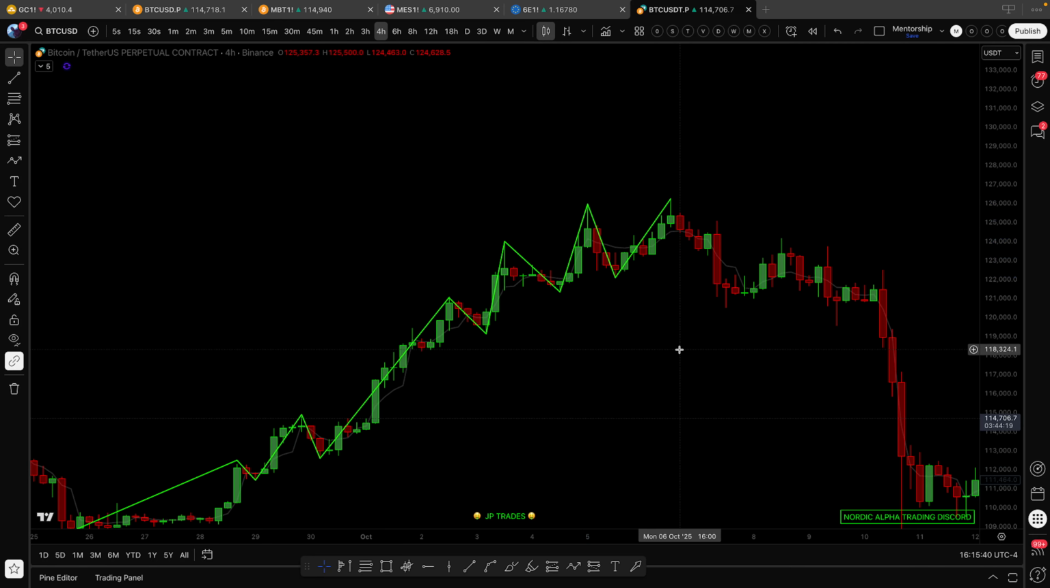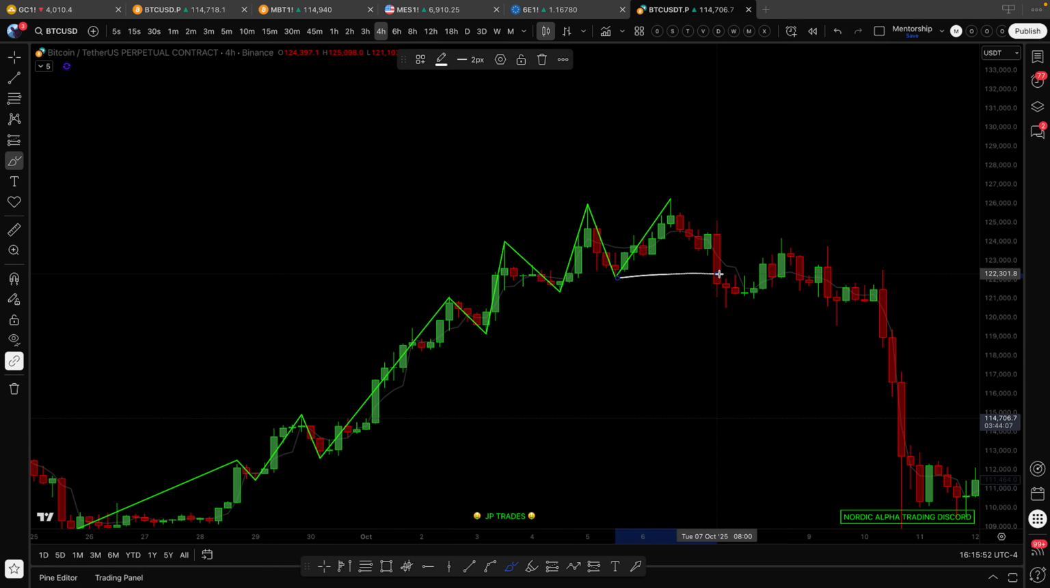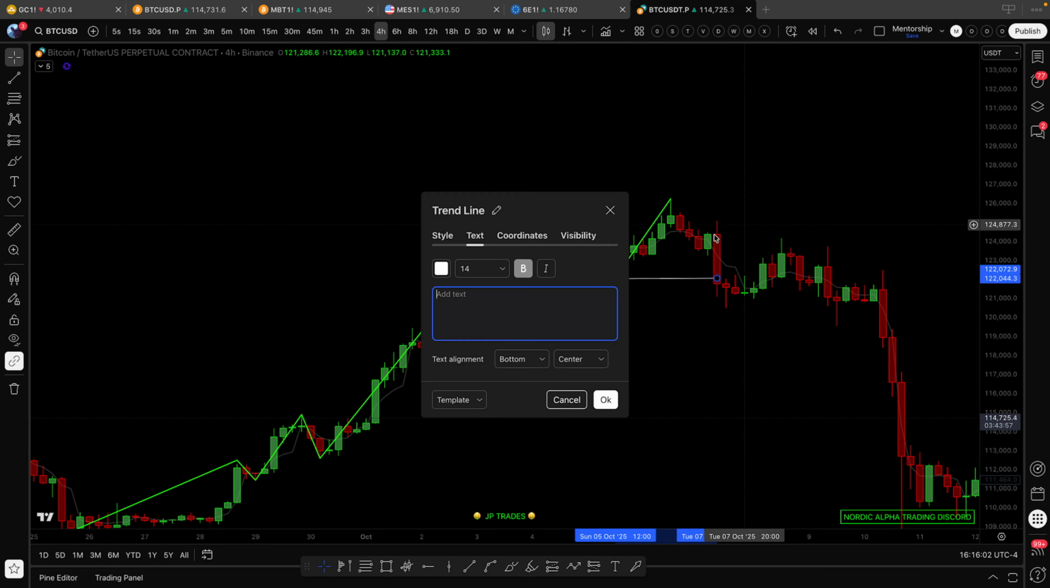And now, do we continue this uptrend? If we were to continue this uptrend, we would be looking for this. But we don't. We actually break structure back to the downside. And this is now signaling our market structure shift right there.